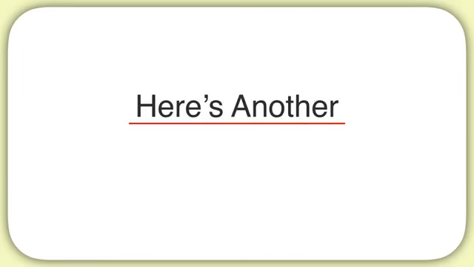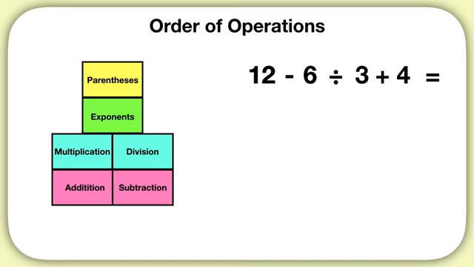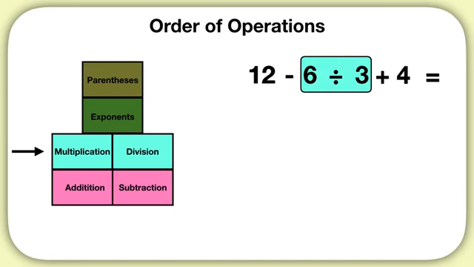Here's another problem to practice with. Let's solve this equation using the correct order of operations. Well, what should I solve first in this problem? First, we'll check for parentheses, but there are no parentheses here. Then we'll look for exponents, but there are also no exponents here. Next, we will look for multiplication and division. We see division right here, so the first thing we solve is 6 divided by 3, which gives us 2. Then we check, and there's no more multiplication or division.